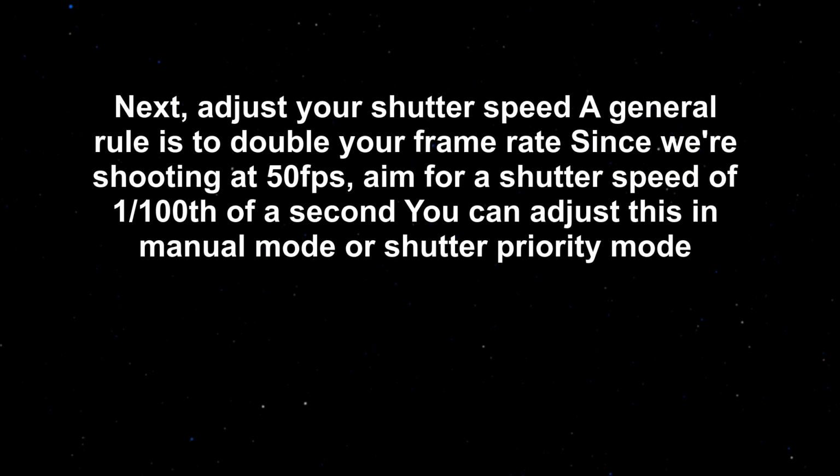Next, adjust your shutter speed. A general rule is to double your frame rate. Since we're shooting at 50 fps, aim for a shutter speed of 1/100th of a second. You can adjust this in manual mode or shutter priority mode.